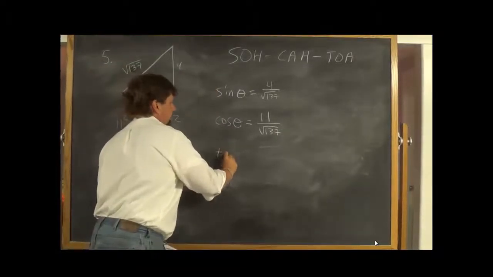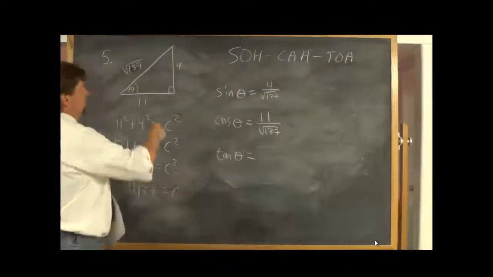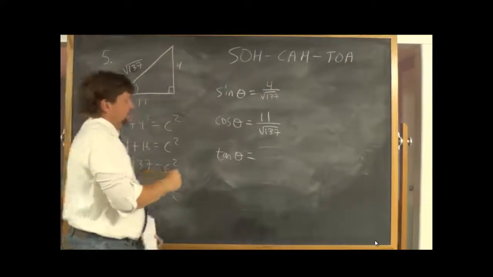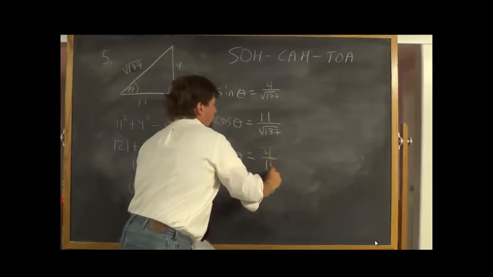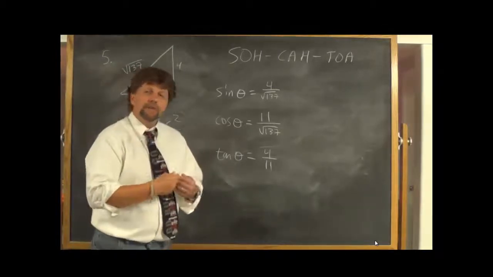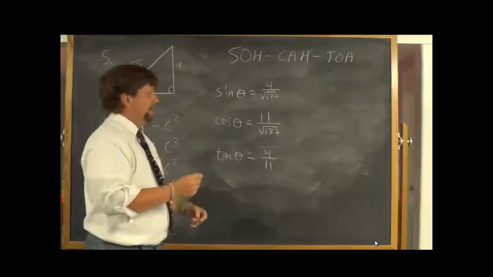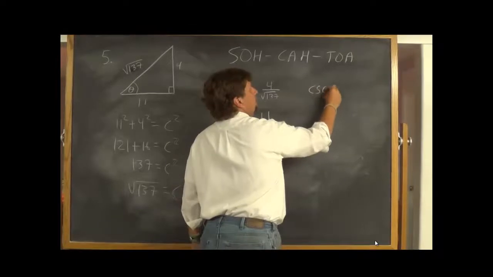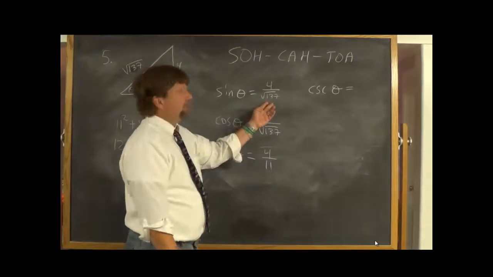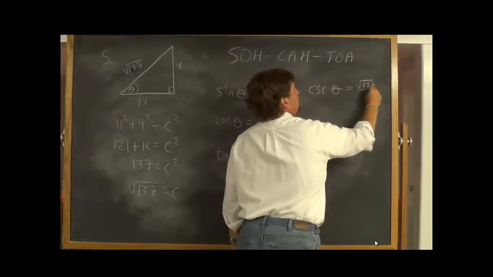And then finally, tangent. Tangent is opposite over adjacent. So tangent is the opposite side, 4, over adjacent, 11. So 4 over 11. Now for the other 3 trig functions, I'm going to make use of the reciprocal identities. In other words, cosecant is the reciprocal of sine. So the cosecant of theta is just the reciprocal of sine. I just take the reciprocal of 4 over square root 137, and I get square root 137 over 4.